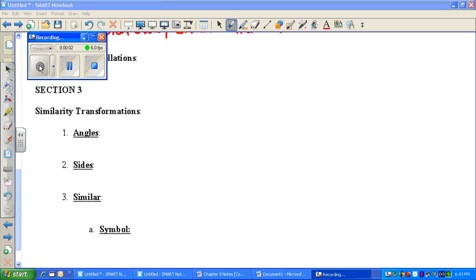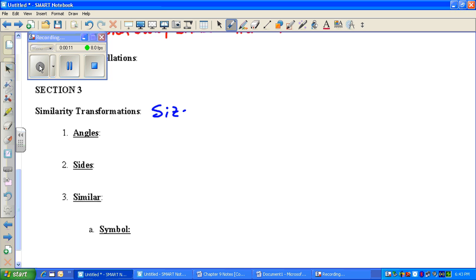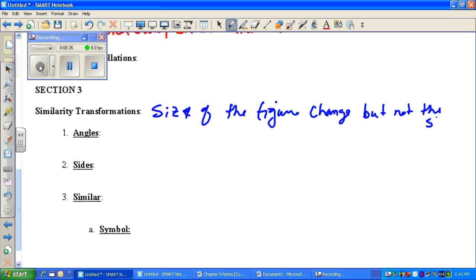The last section, section 9.3, talks about similarity. And similarity is a different type of transformation. Basically what it says is the size of the figure changes. It's going to be a different size, but not the shape. So how can that happen?